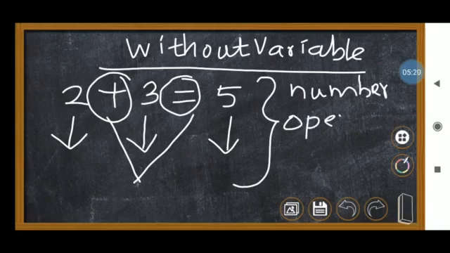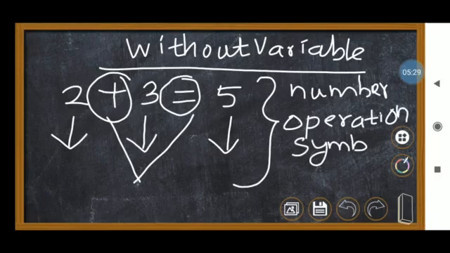So what are operators? Addition, subtraction, multiplication, what are called operation symbols. Okay, that's called operators. Addition, subtraction, multiplication and division, these are some operators. Including these, we can write various kinds of expressions.